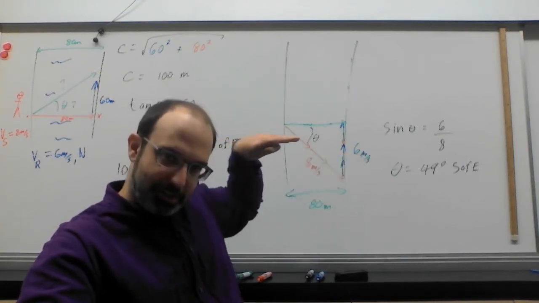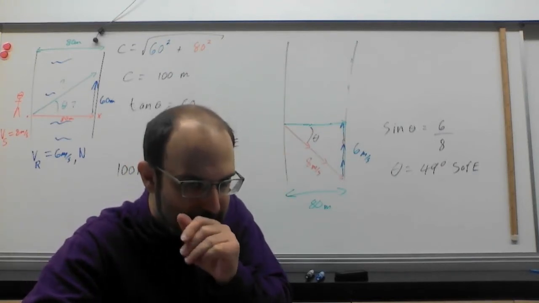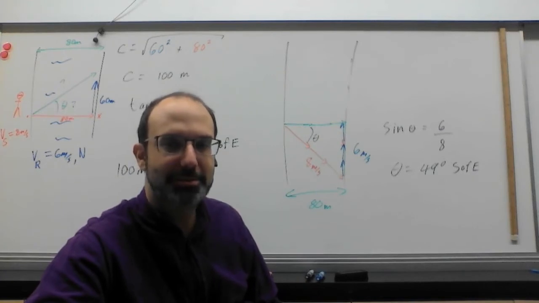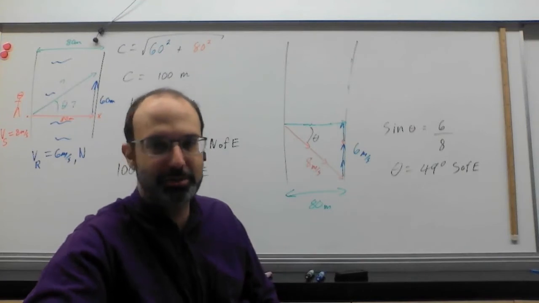I need to figure out how fast I'm going this way. How am I going to do that? The green vector, Pythagoras. I know this side of the triangle, I know this side of the triangle, I can find the missing side of the triangle.